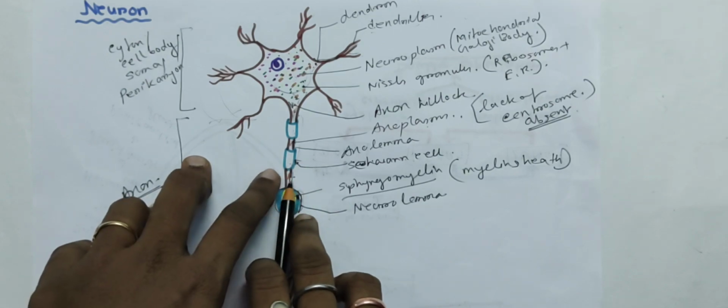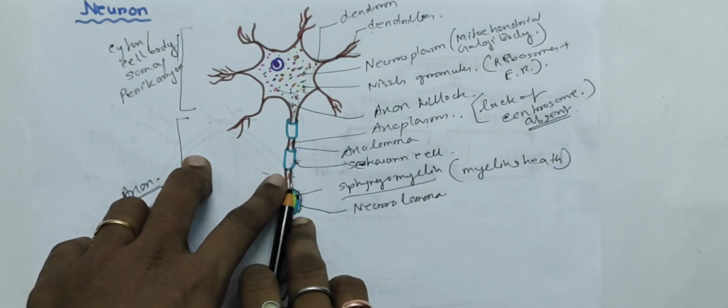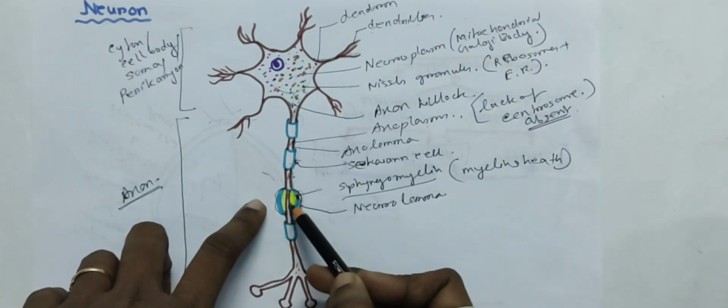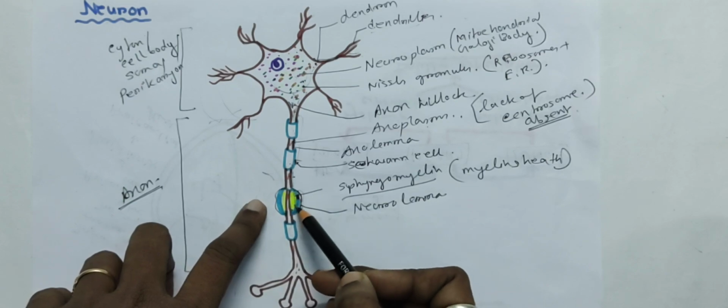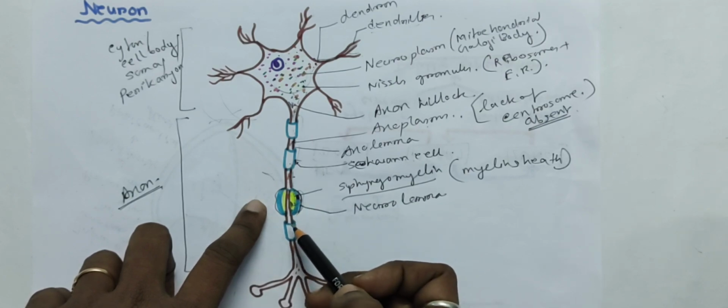Where the myelin sheath is absent, there is the axolemma, and after the axolemma there is a neurolemma. And where the fatty substance or myelin sheath is present, then first axolemma, then myelin sheath, then Schwann cell, and then after that the neurolemma. Okay.